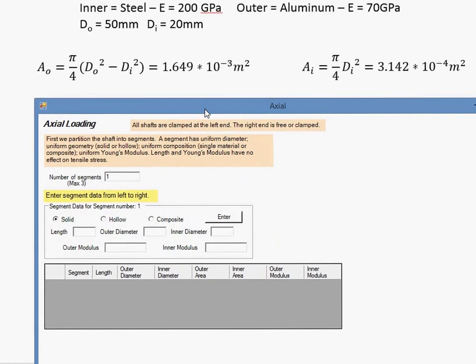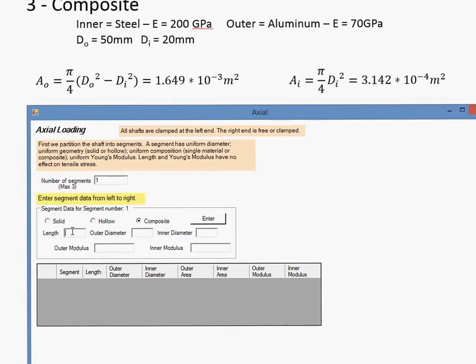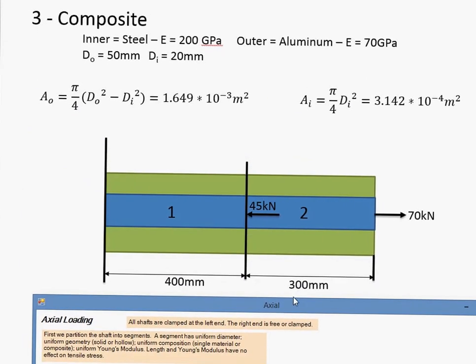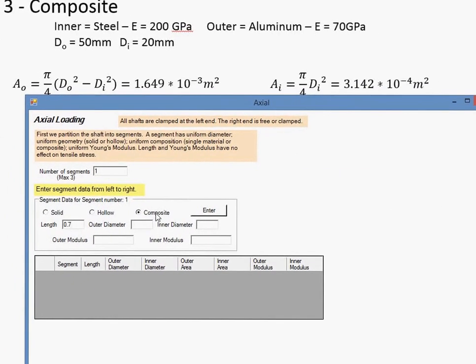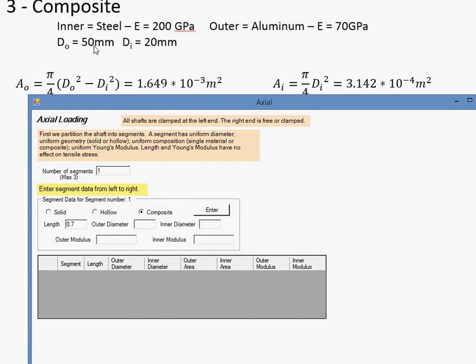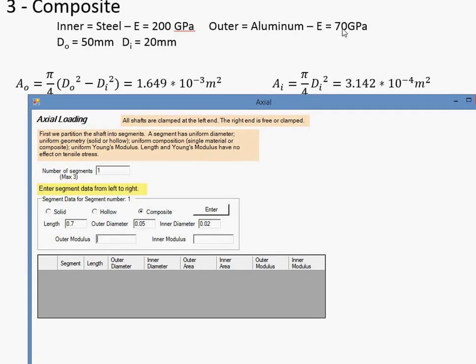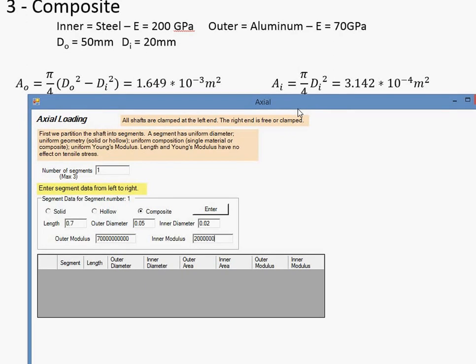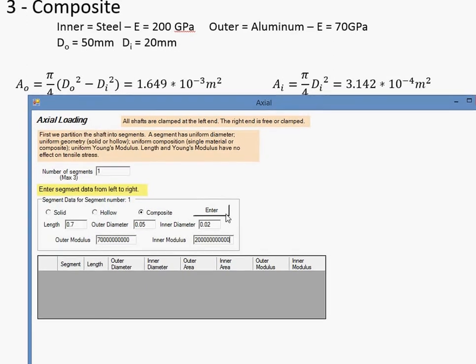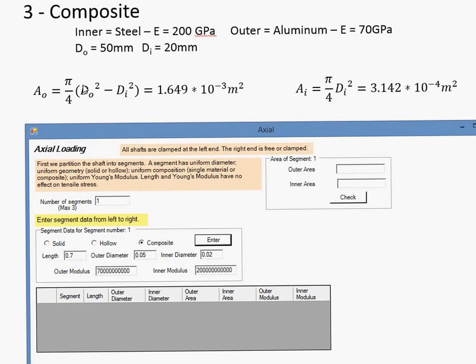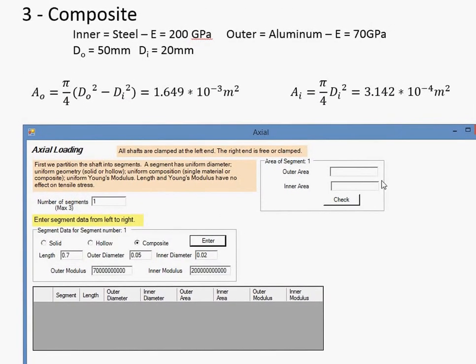So we can start putting in our information for the shaft. It's composite. Total length is 400 millimeters plus 300, so that's 0.7 meters. Outer diameter, 50 millimeters. Remember to put everything in base units. Outer modulus for aluminum, 70 gigapascals, which is 10 to the 9th. Now the inner material is steel, 200. Enter that in. And here I have solved for those corresponding areas.